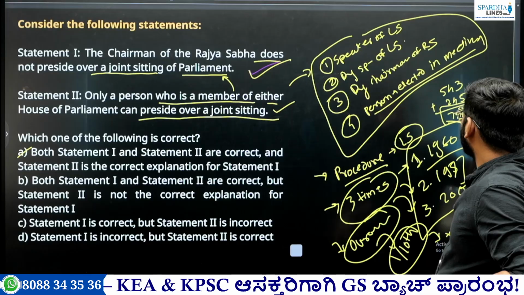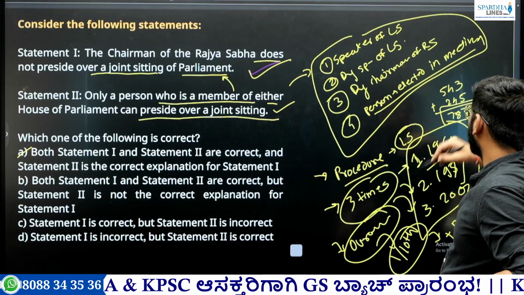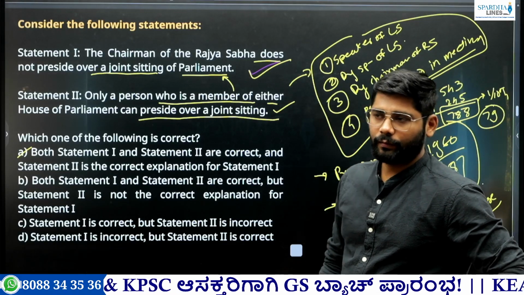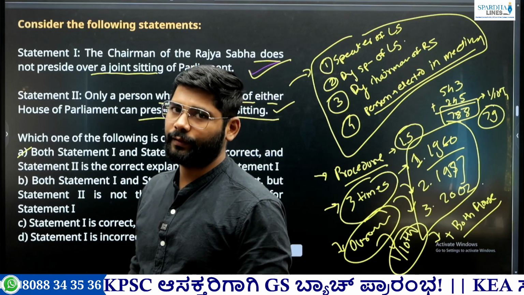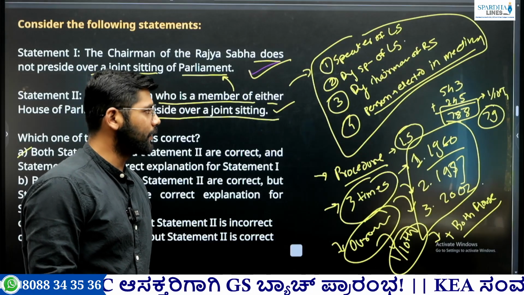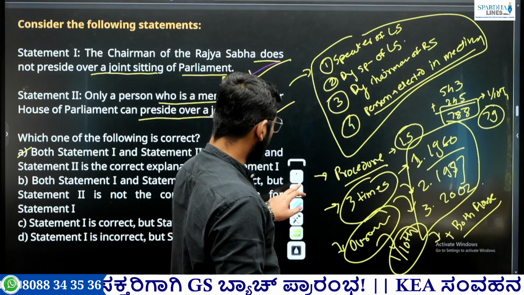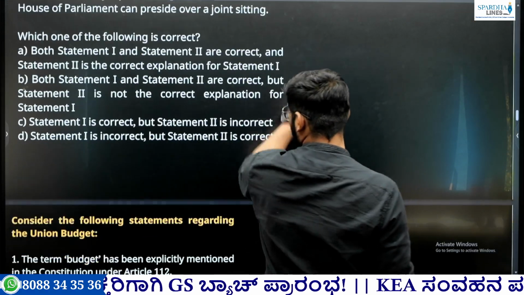So 788, so 1/10 of this is 79. So there should be 79 people. 79 people must be present to start the proceeding in the joint sitting. So this is one of the conditions. Then this is all about the joint sitting. Then we'll move towards the next question.